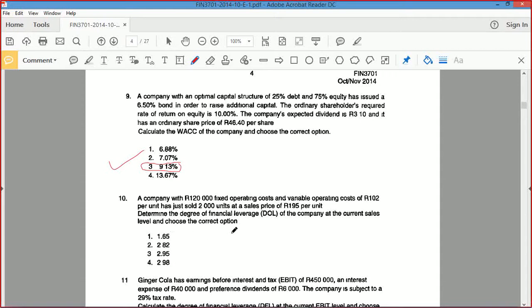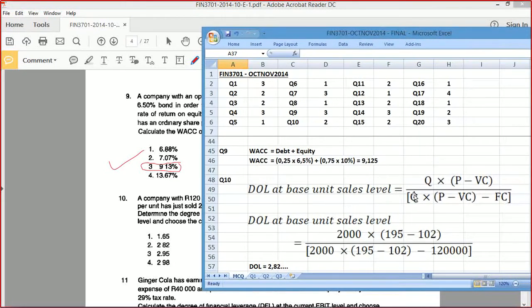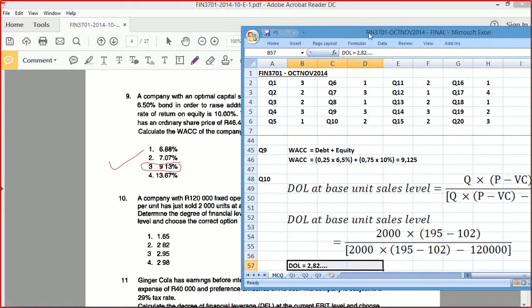Good. I'm quite happy with the WACC and all of that stuff. Okay, I've got option 2 for this, 2.82%, for DOL. For DOL, you needed the equation. You asked me which equation to use. It doesn't matter which equation you use. You can use this one or that one. You're still going to get the same answer. Okay, 2.8 is correct, option 2.